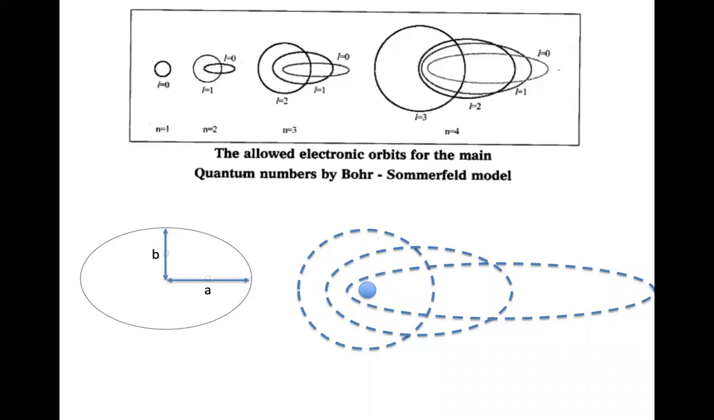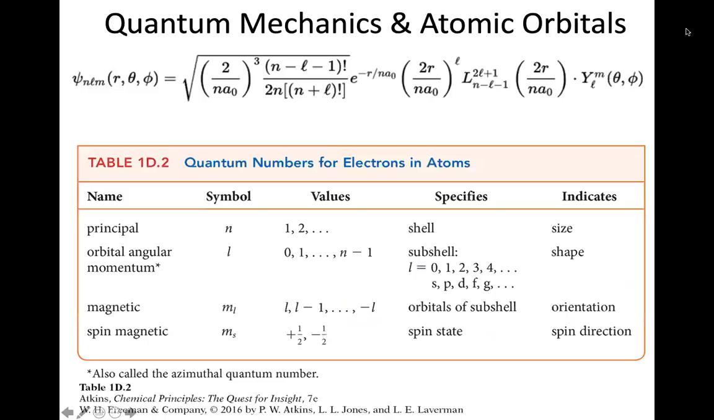So I'm not saying that we're using ellipses, but what is the purpose of quantum numbers? We're describing more complex orbitals. And in order to describe these more complex ones, we're going to need more than just a single quantum number. We're going to need the quantum numbers that I show here in this table.